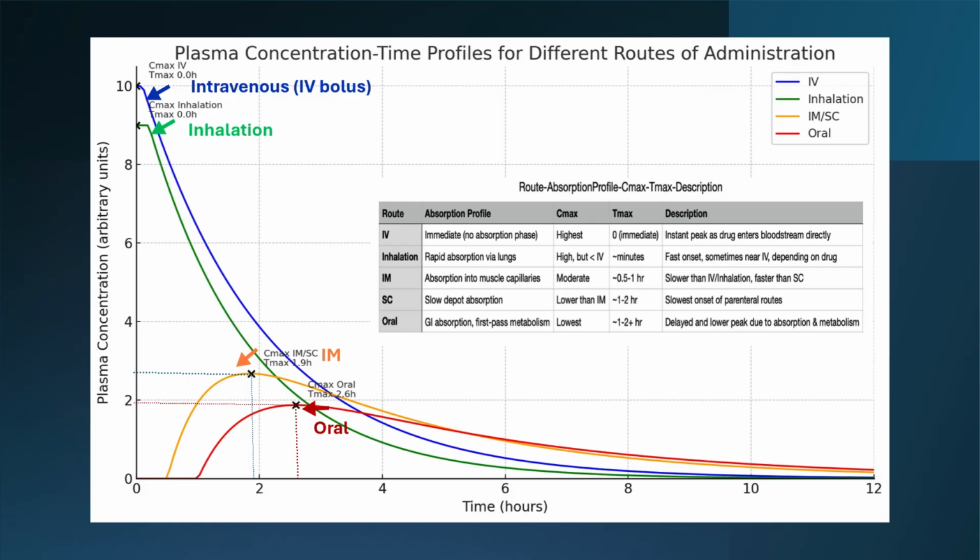Inhaled route of administration is usually very fast, often within minutes due to rapid absorption across the alveolar capillary membrane, but it's slower than intravenous injections. Cmax is high, but generally lower than intravenous because only a portion of the drug reaches the systemic circulation, as some of the drug may remain in the lung tissue.